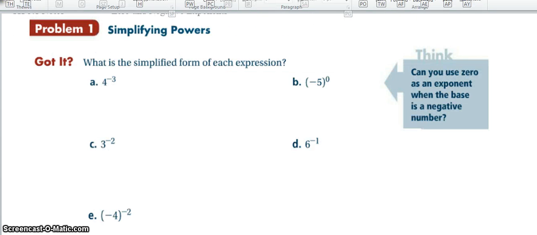Alright, so go ahead and work through the Pearson module for problem 1. Then when you come to the Got It, you want to try these on your own before checking your answer. So pause the video and try these.